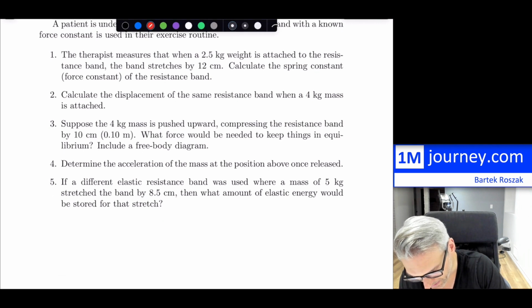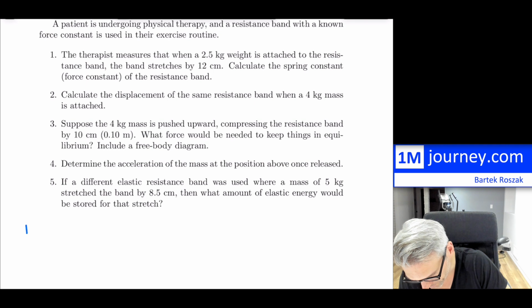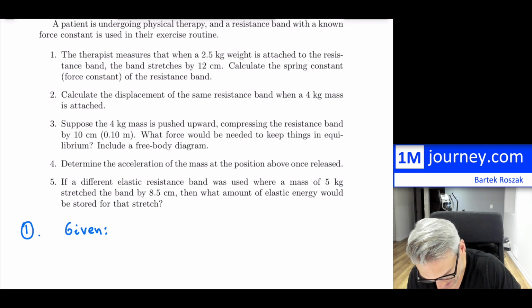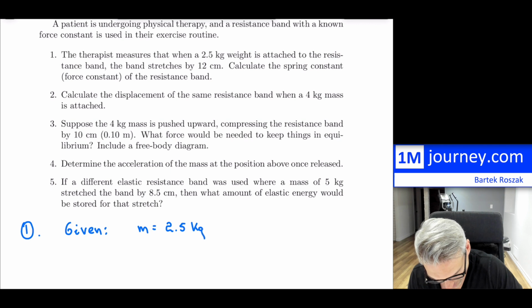So this would have been number 1. So let's write down the given pieces of information. We have a mass, which stretches this out. It's 2.5 kilograms. And it is attached to the resistance band, which then stretches. So now notice that the stretch is 12 centimeters. So this would have been our displacement.